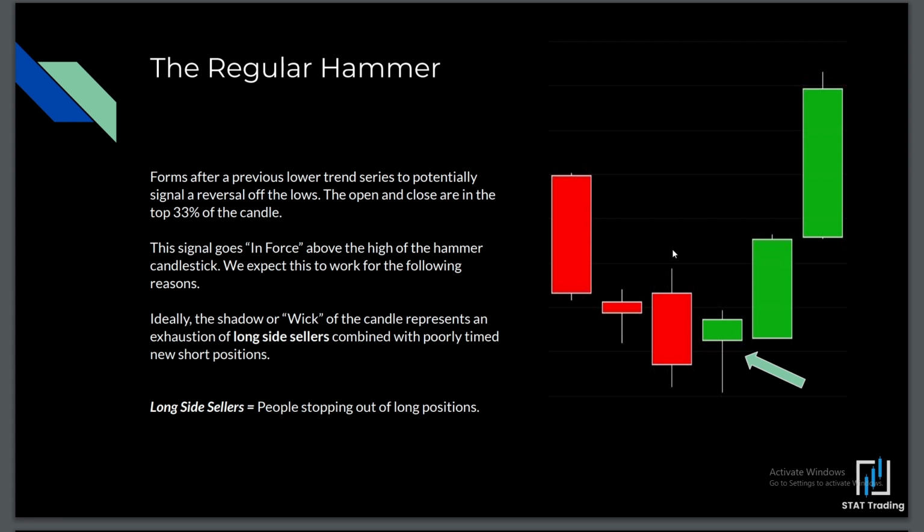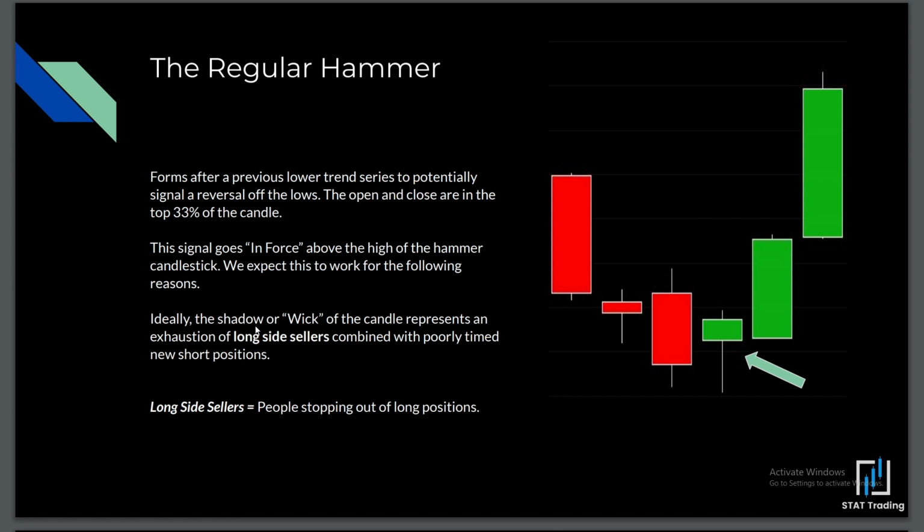The first one is the regular hammer. This forms after a previous lower trend series, or just multiple bars to the downside, to potentially signal a reversal off the lows. The open and close are in the top 33% of that candle's range. So you'll notice these open and close levels, the opens here, the closes here, occur in the top 33% of this candle's range. This signal goes in force above the high of the hammer candlestick. We are expecting this to work for the following reasons.